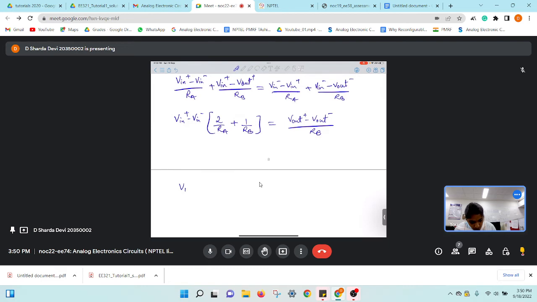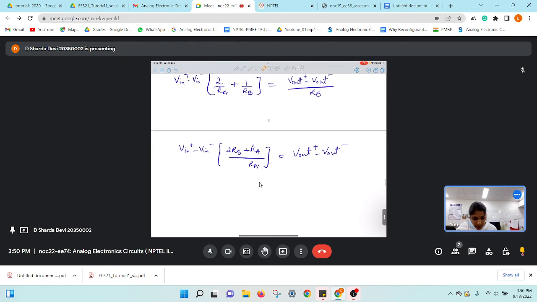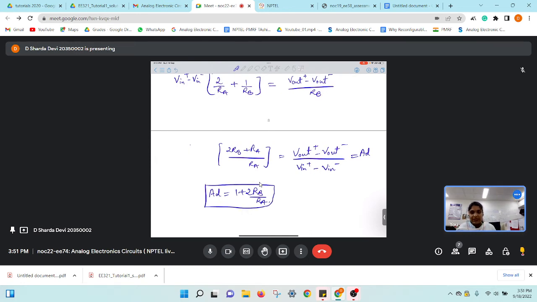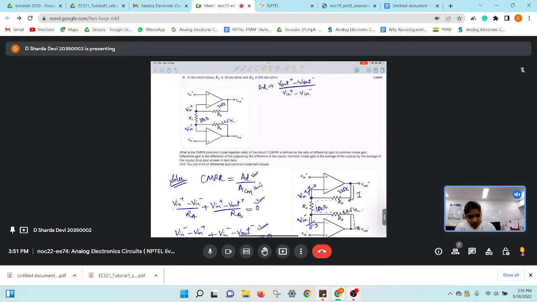So Vn plus minus Vn minus, 2Rb plus Rb by Ra is V out plus minus V out minus, taking this to the other side. So we'll have this is equal to AD, right? So AD is simply equal to this. Is this clear? So we simply solved the KCL. Okay, this is clear to everyone, right? Now let's move ahead.